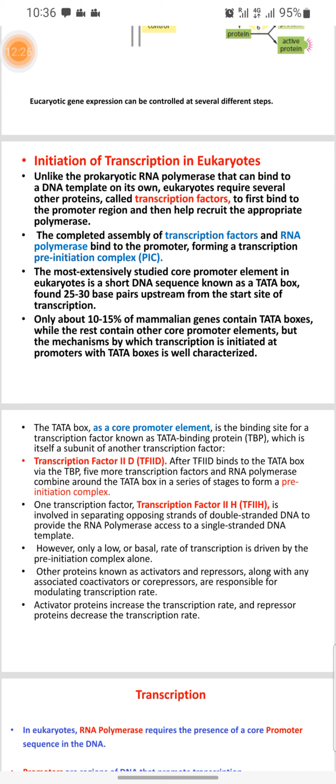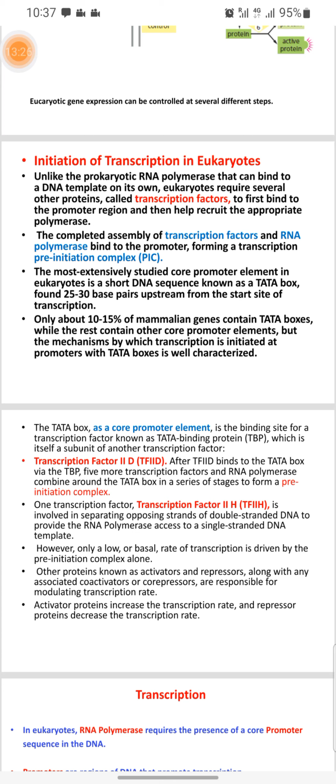Unlike the prokaryotic RNA polymerase that can bind to the DNA template on its own, eukaryotes require several other proteins called transcription factors. In prokaryotes, the prokaryotic RNA polymerase acts for the transcription, but in eukaryotes we require the transcription factors. First they bind to the promoter region and then help recruit the appropriate polymerase, then polymerization may start. The completed assembly of the transcription factors and RNA polymerase binds to the promoter, forming a transcription pre-initiation complex, and initiation may occur. The complex is formed.